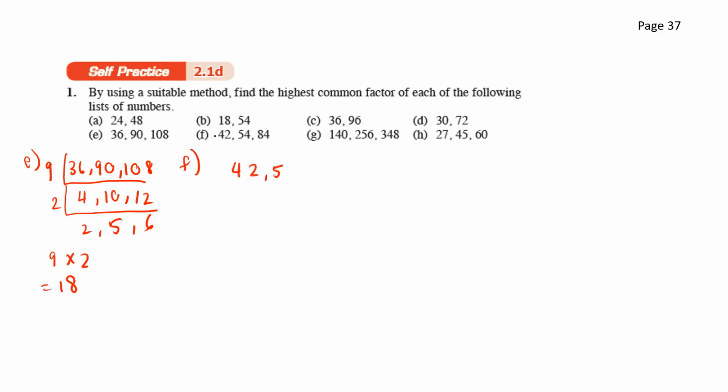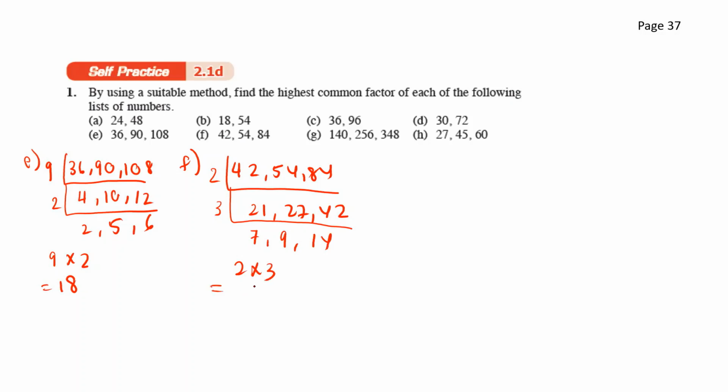Next for F, we have 42, 54 and 84. So dividing this by 2 gives us 21, 27 and 42. So these numbers can be divided by 3 again. That will be 7, 9 and 14. So 2 times 3 gives us 6.